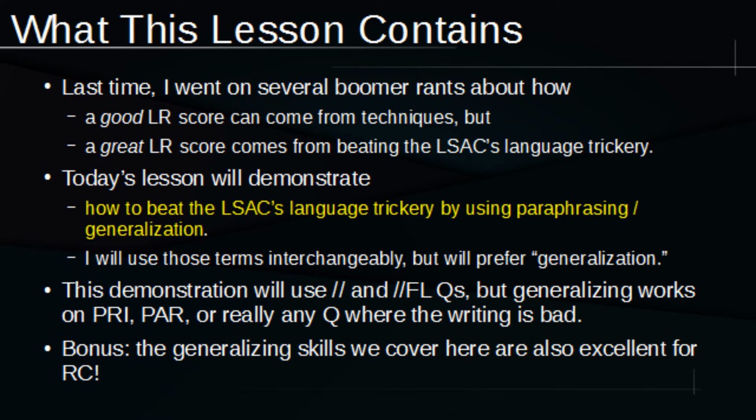Last time I did go on several boomerific rants about how a good LR score can be obtained from using techniques, tips, and tricks, that sort of thing, but a great LR score comes from beating the LSAC's language trickery. So today's lesson is going to demonstrate how to beat the LSAC's language trickery by using paraphrasing/generalization. I use those terms interchangeably, but I prefer generalization, mostly because paraphrasing has this connotation of not quite getting rid of all of the words that the original person used, and when I generalize, I tend to try as much as possible to get rid of those original words, so that's why I use generalization.